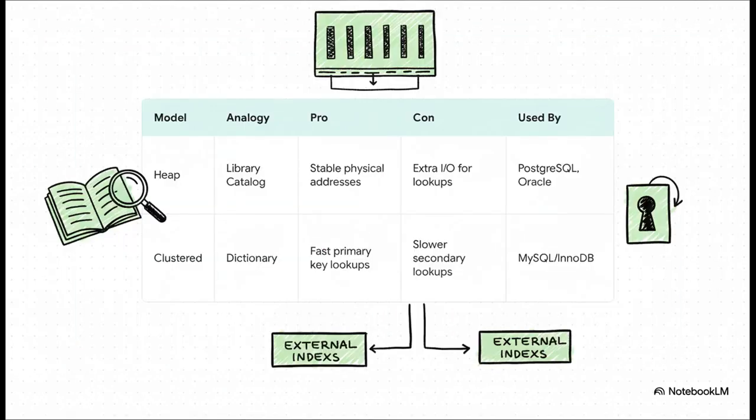And here's where you see the real trade-offs. Heaps, which are used by databases like PostgreSQL and Oracle, give you these super stable physical addresses, and that's a huge advantage we'll see in a minute. On the other hand, clustered tables, like you'd find in MySQL's InnoDB, are blazing fast for looking things up by their primary key, but that makes your other indexes a bit more complex. For this explainer, we're going to focus on that heap model, because it really gives us a clean way to understand the core storage concepts.